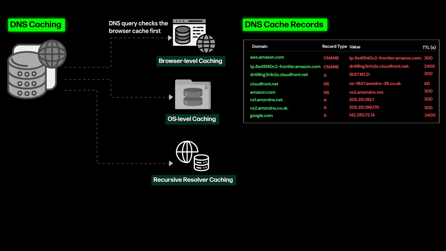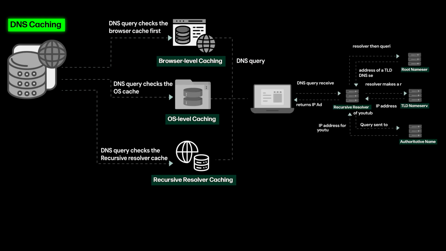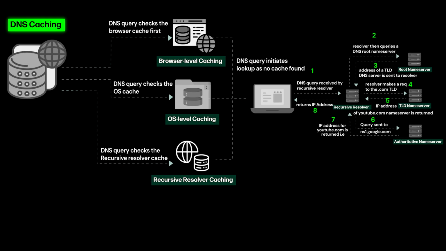If the browser doesn't have the record, your device checks with the operating system's built-in DNS cache. This is still local to your machine and helps avoid unnecessary network requests. If these caches come up empty, the DNS query finally leaves your device and goes to a recursive resolver, typically run by your internet service provider. Even this resolver has its own cache and tries to answer your query from there. Only if all these caches fail does the resolver begin the full DNS lookup process by contacting the root name servers and working its way down.